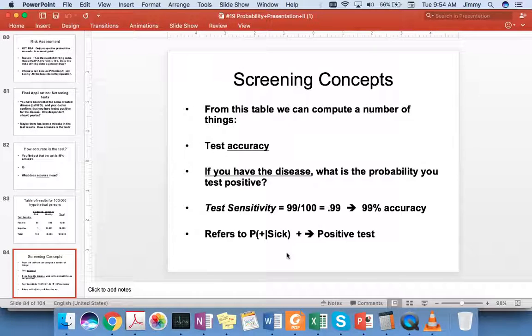So from this table, we can compute a number for things such as test accuracy. If you have the disease, what is the probability you test positive? This is referred to as the test sensitivity. It's 99 out of 100, so 99% accurate. It refers to the probability that you get a positive test result given that you're sick.